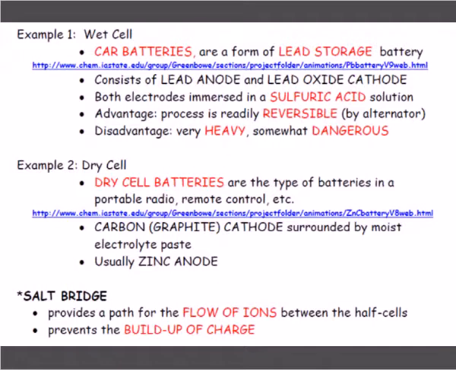It consists of a lead anode and a lead oxide cathode. Both electrodes are immersed in a sulfuric acid solution. This is why they can be very dangerous. When you change out your car battery, you can take it back to wherever you bought your new one, and they will give you some money back for a disposal fee. There are very in-depth processes to dispose of them properly.